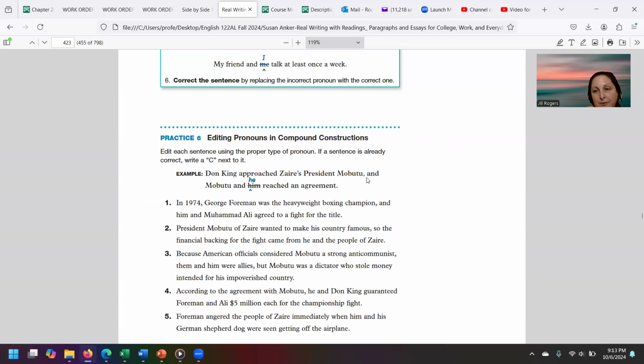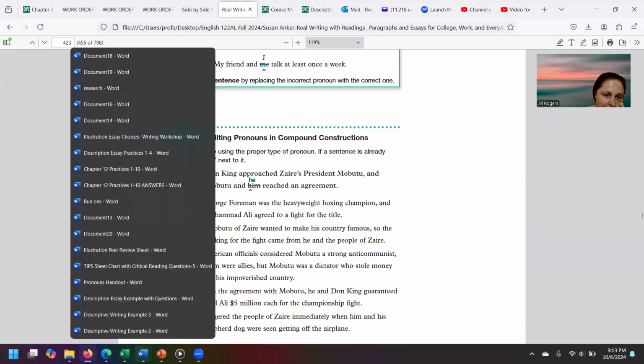Now, people get confused. They're like, well, it's at the end of the sentence. Is it an object? No, because we know this is a conjunction, a fanboy. So this means this is a compound subject, right? But it's a subject. Also, if we took out Mobutu and wrote "he reached an agreement," that sounds better than "him reached an agreement." You know that it should be a subject pronoun.